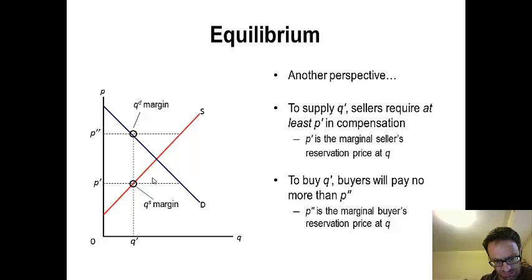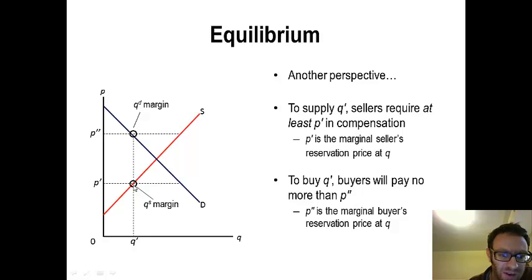Another way of looking at this is a scenario where maybe we're producing too little relative to Q star. So we're producing Q prime, which is to the left of Q star, at which point the maximum price the buyers are willing to pay, measured by their demand curve's height, is P double prime, and the minimum price the sellers are willing to accept for this unit is P prime. So clearly there's a price in between P double prime and P prime that both buyer and seller can agree upon when deciding whether or not to trade in the Q prime unit.